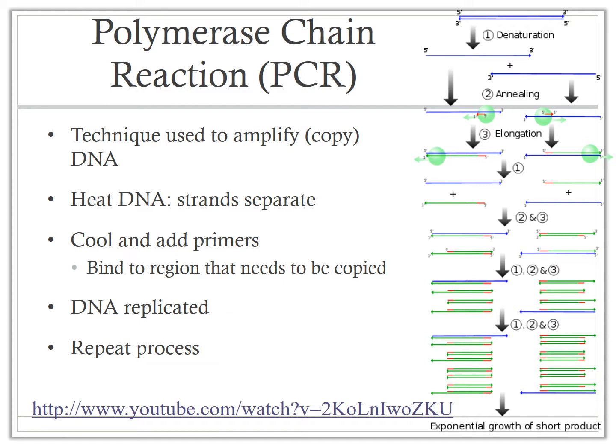Then you do it again. You heat it up, you cool it down, add primers, add the nucleotides, and now the one piece has become 2, has become 4. The next time you do it, 8, 16, 32. In not that long, you will have millions of pieces.